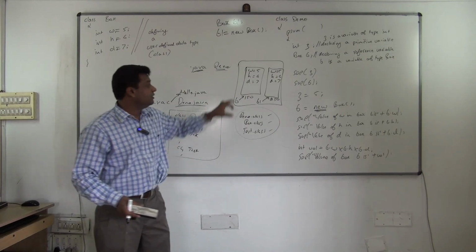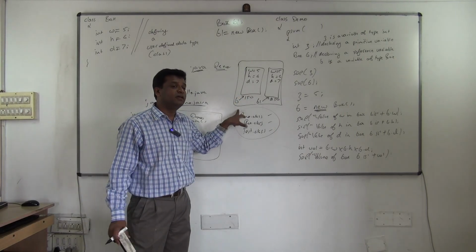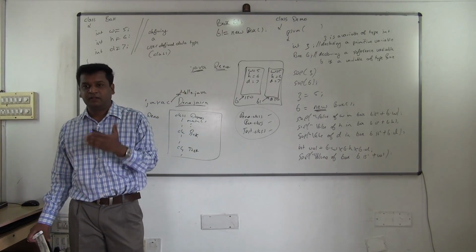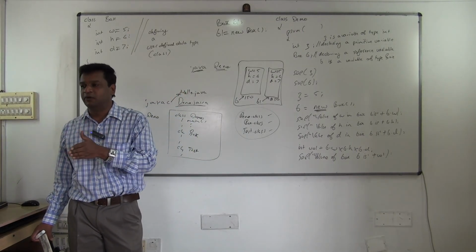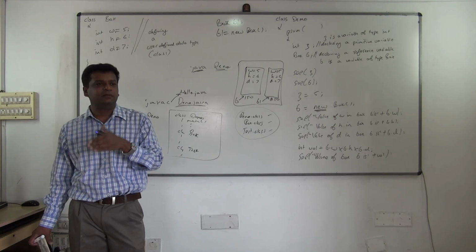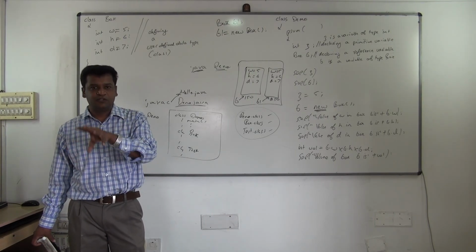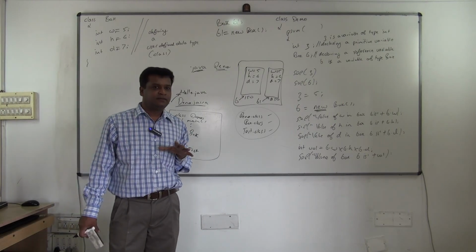567, 567. This 567 belongs to b. This 567 belongs to b1. You want to work with which 5? The one in b, then say b.w. You want to work with which 6? The one in b1, then you say b1.h. So whichever value you want, you access like that now.